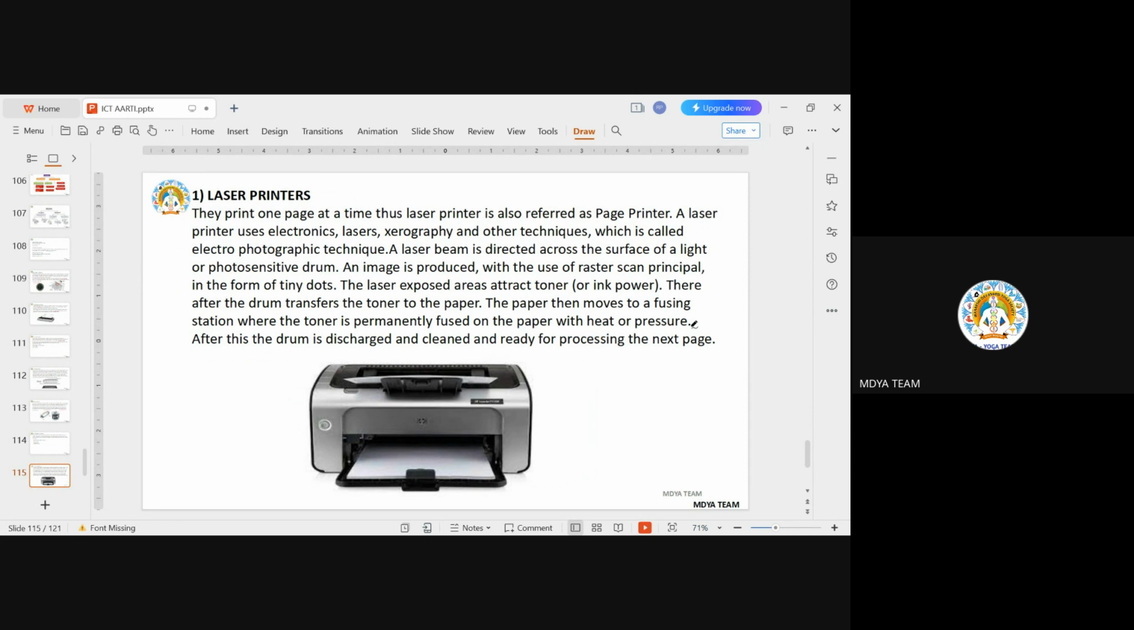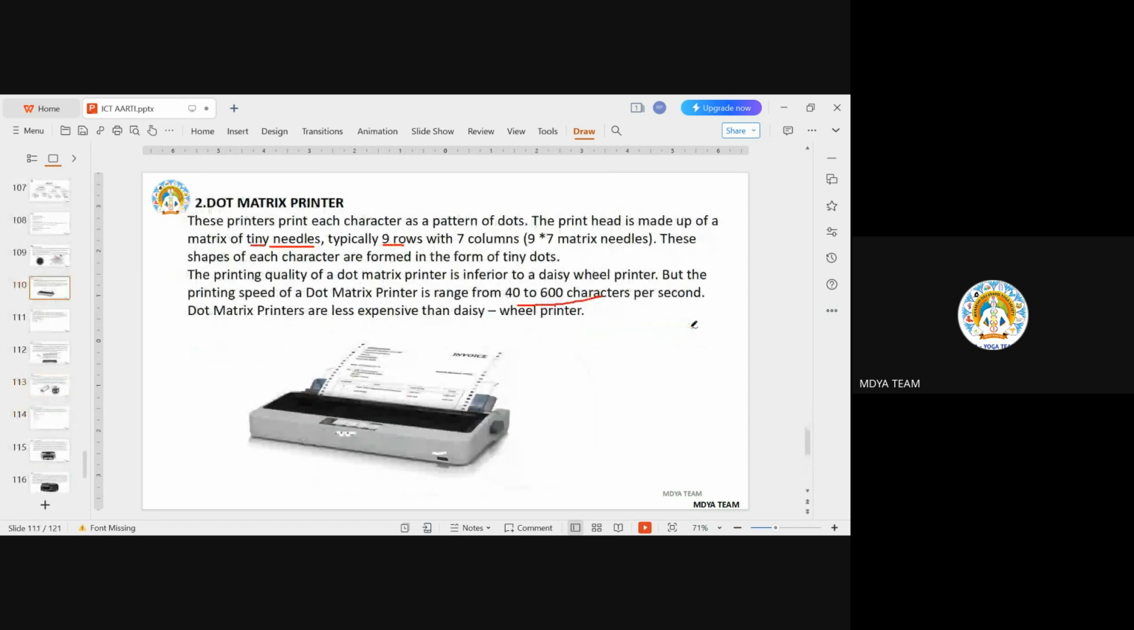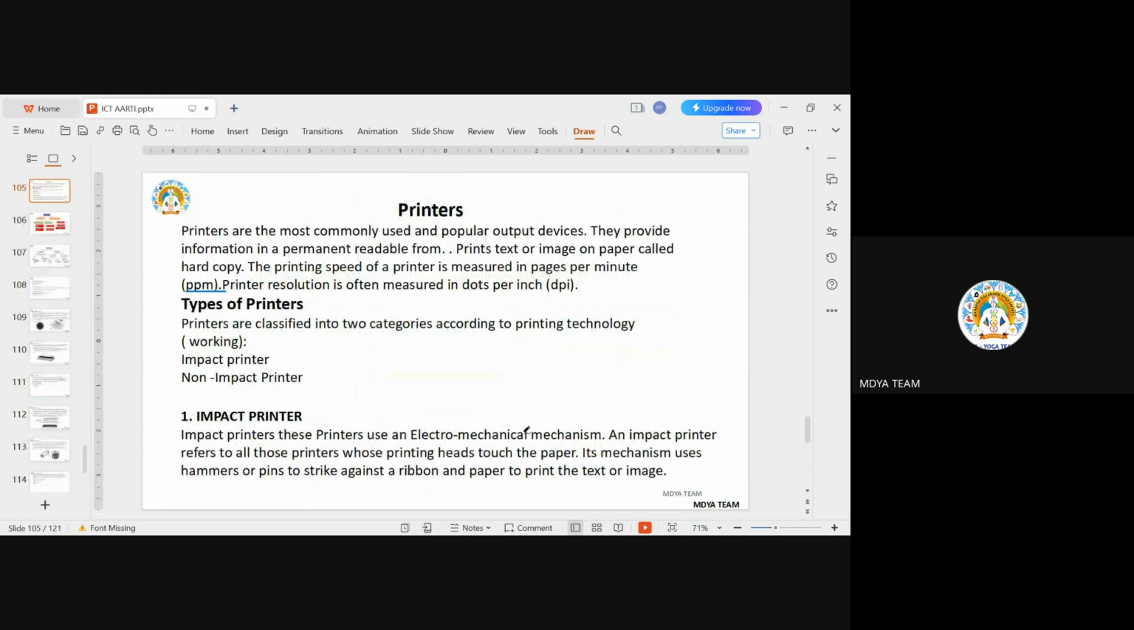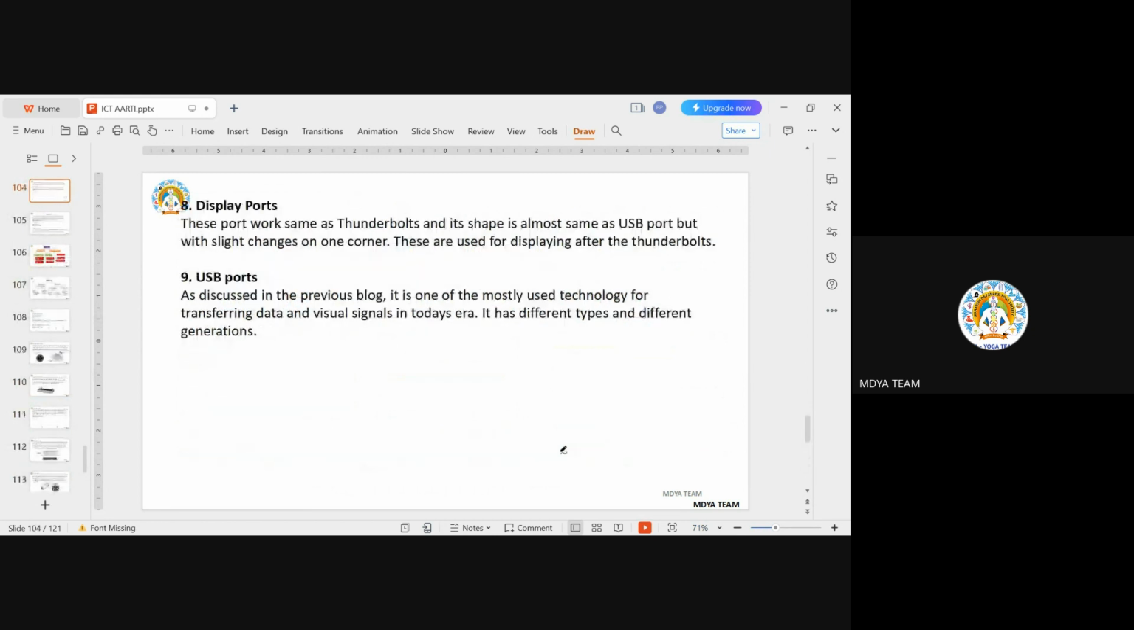A laser printer uses electronics, lasers, xerographic, and other techniques, which is also called the electrophotographic technique. Electromechanical is used in impact printers, and electrophotographic in laser printers.